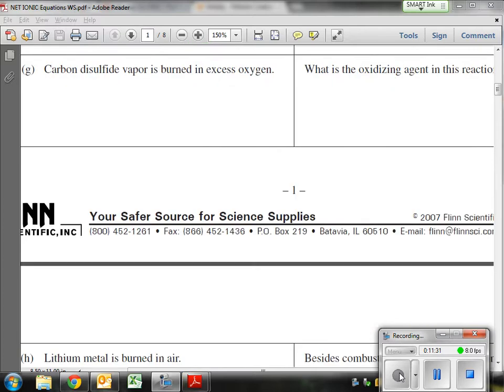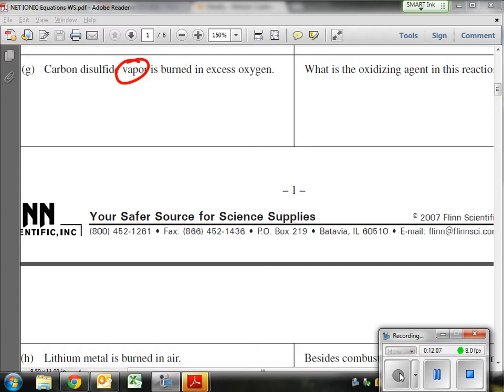to G. Carbon disulfide vapor is burned in excess oxygen. So first off, cross out the word nitrate. No nitrate. Circle any state of matter. Vapor is a state of matter. Cross out any group 1 metal if it's not a solid or a gas. So I got no group 1 metal, so I can't do anything there. Underline any halides. I got no halides. Look for the words burned in air or combined with oxygen.